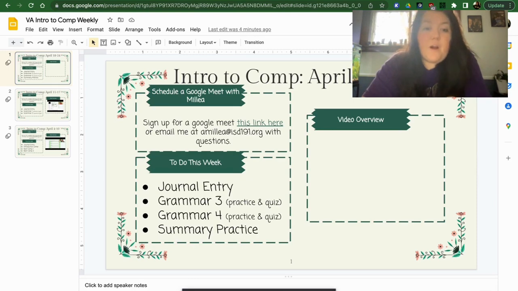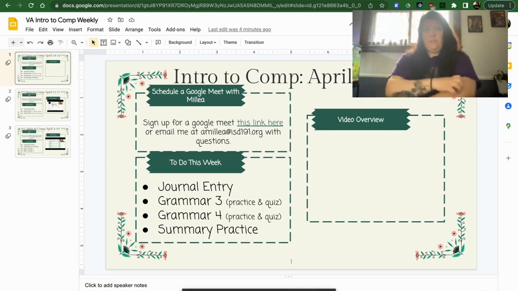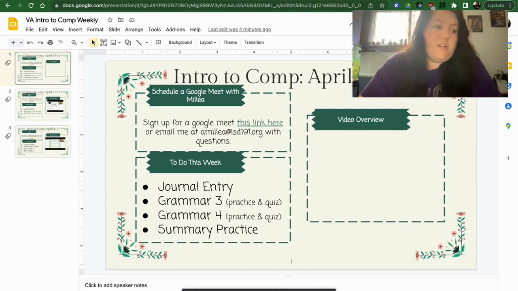And then we're going to wrap up our grammar unit, intro to grammar stuff with grammar 3 and 4, practice and quiz each. And then we're moving into our next unit, which is summary and review writing. We're going to start with some summary practice, which might seem kind of straightforward for a lot of you. I feel like you've been doing summaries for a pretty long time in school, but it's kind of funny how often it's never directly taught what a summary is.